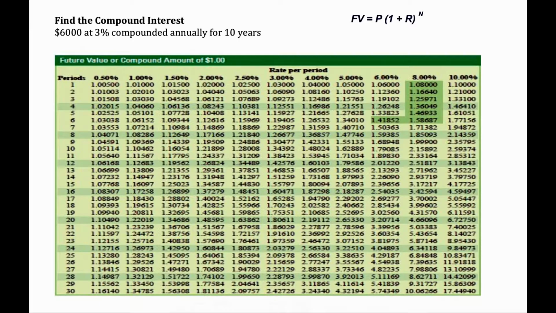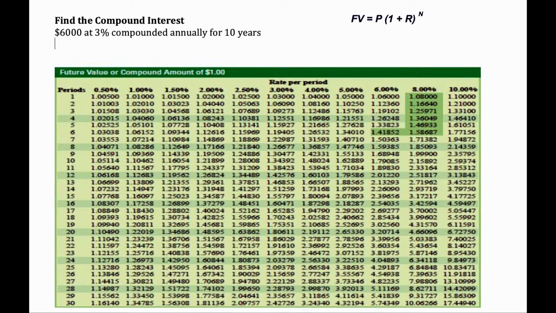In order to find compound interest, we're going to use the future value formula and the future value or compound amount table. You can use either the table or the formula, but I'll show you both ways to find compound interest. Here in our question, we are given a principal amount of 6,000, compounded annually, meaning once a year, for 10 years at a 3% interest rate.